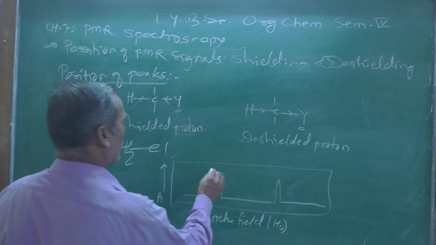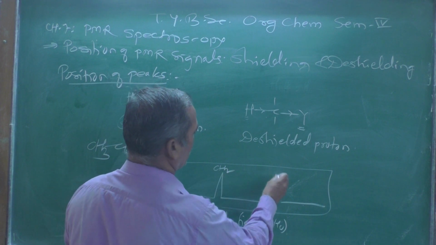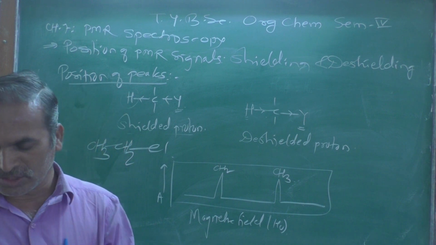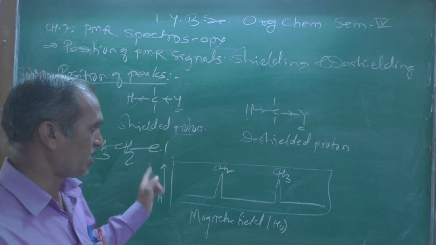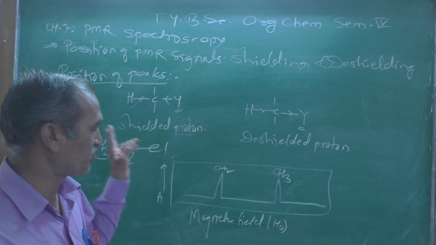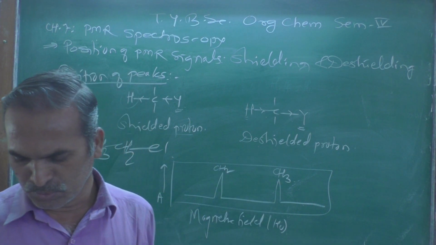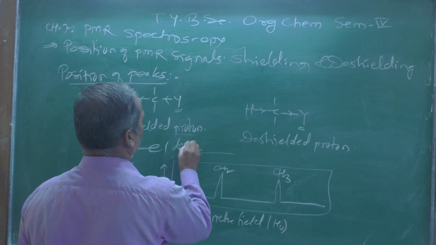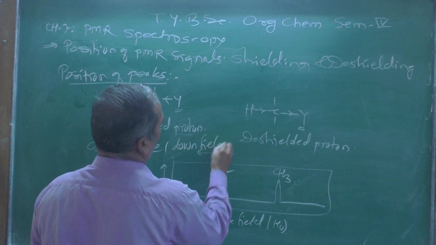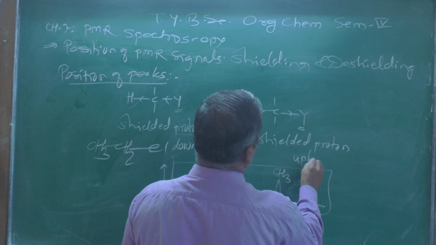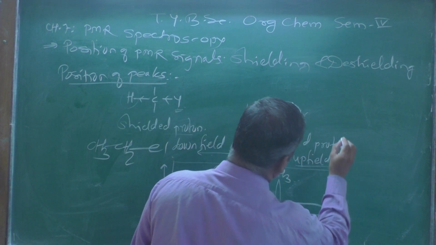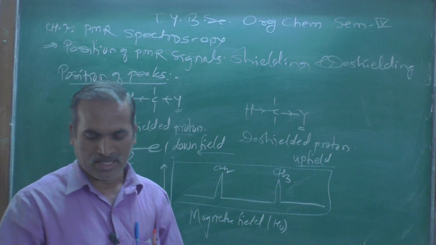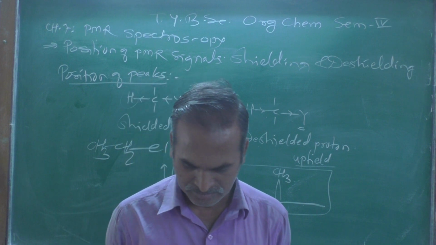This is the peak observed due to the CH2, and this is the peak observed due to the CH3, because these two protons are totally different in chemical environment, and that's why they produce two peaks or two signals. This side is called the downfield, and this is known as the upfield. Upfield means a high magnetic field is required. Downfield means a lower magnetic field is required.